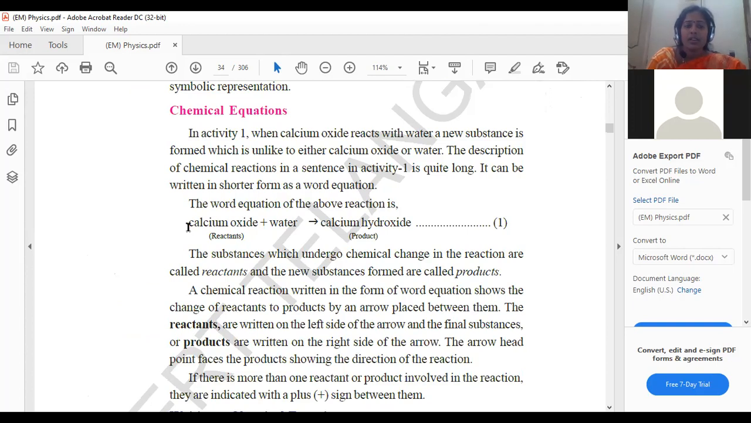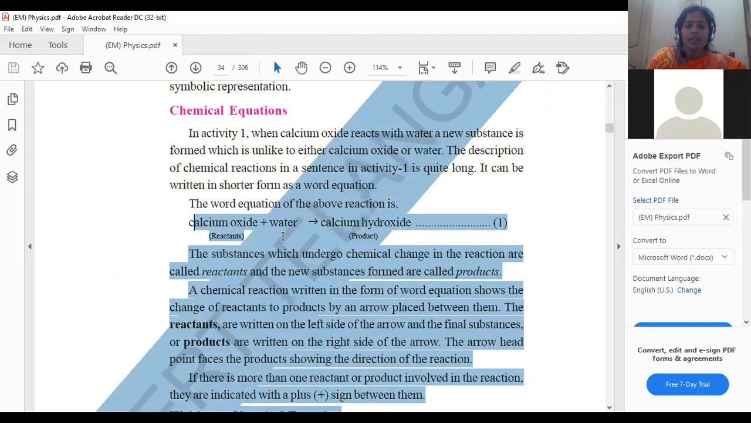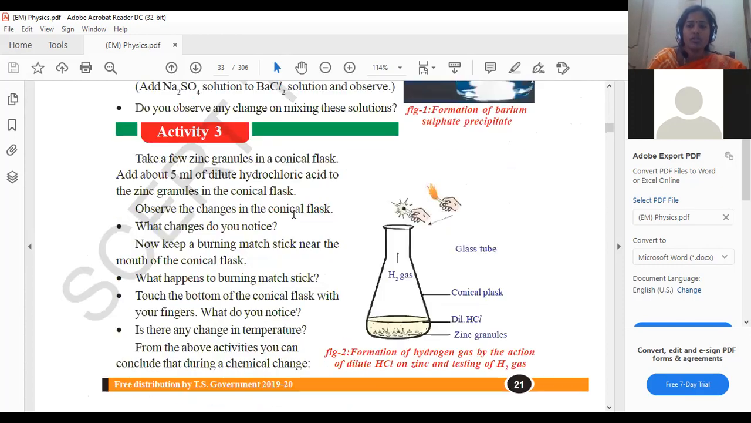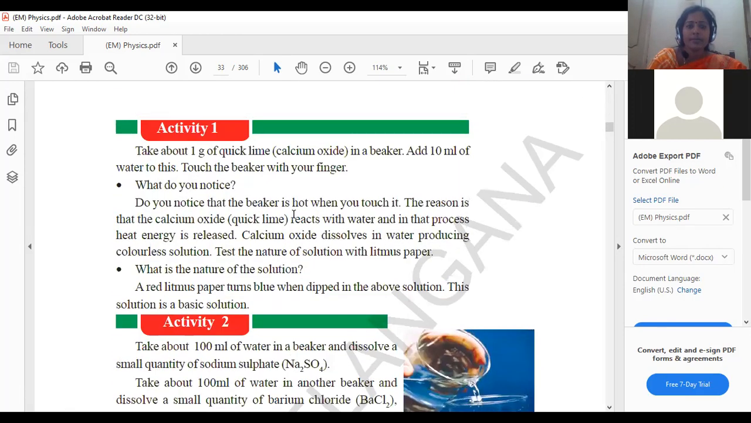First, let us see activity number 1. What are we taking? We are taking calcium oxide. Calcium oxide is added with water. Going back to activity number 1, 1 gram of calcium oxide is added to 10 ml of water, right? Whenever it is added to water, it is dipped with litmus paper. The litmus paper, initially red in color, turned into blue color. That indicates a base formed within the reaction mixture. Whatever solution is generated is basic in nature.